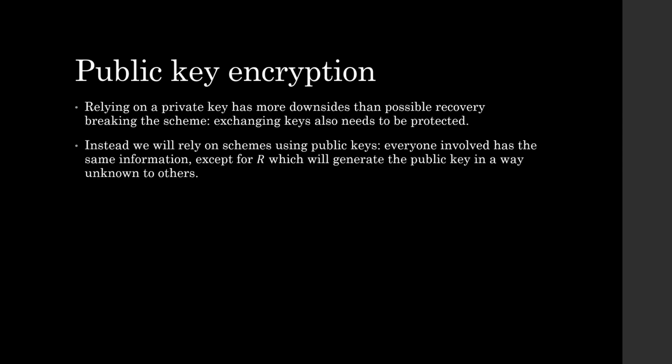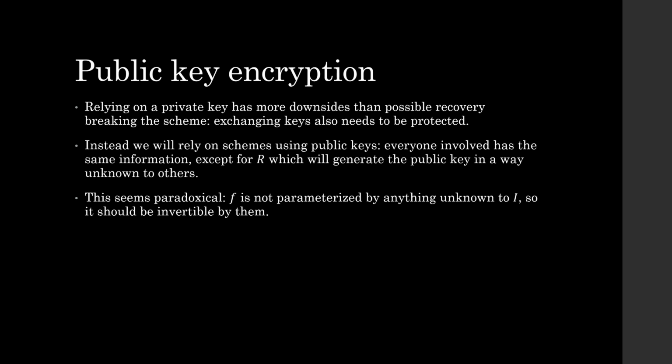And this is again the problem of, well, some function was made to create the public key, so surely it should be invertible. And yes, it is. But if we make it hard to invert, then the interceptor is not going to try to do it. And that's exactly where we're going to be using prime factorization. Because factorization of primes, as I've just mentioned, is very, very hard. So if we use that to generate the public key, then it's going to be very hard to invert. And so it won't be feasible for the interceptor to even try it. And it seems paradoxical. F is not parameterized by anything unknown to I, so it should be invertible by them. But once again, it's just really hard.